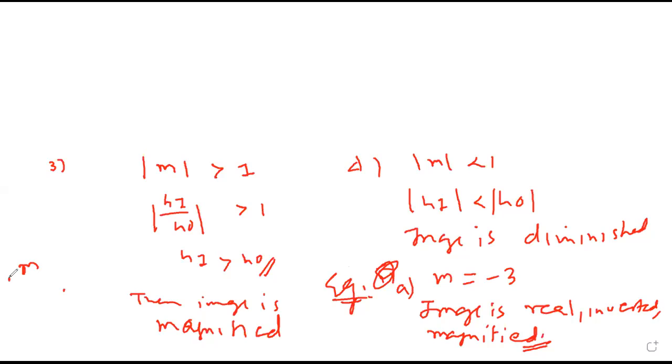If M is -half, now what? Is it real? Real, inverted, and diminished. Yes, real, inverted, and diminished. Write this too. Please revise theory, because when we start with MCQ, the theory of the mirror part should be perfect with you. First I will complete mirror, then we'll go to lens.